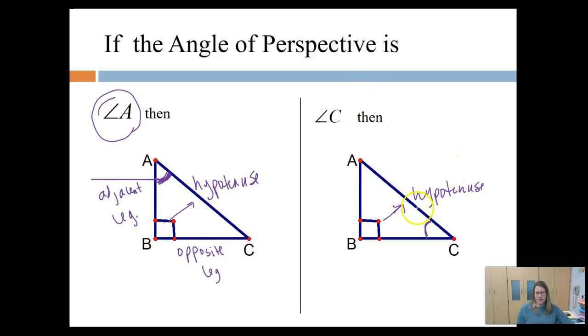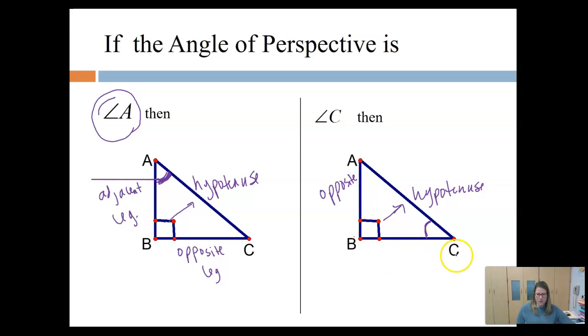Okay, so now look at this other one. I still have the same hypotenuse, but now I've changed my reference angle to angle C. And because of that, now the opposite leg would be AB. So think about it. Put your finger on angle C. You're touching the hypotenuse, and you're touching this other side that comes up to help make that angle. The one you're not touching, that's the opposite leg.